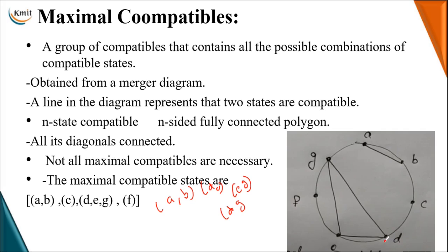Now it forms a triangle shape, which can form three sets of compatibility, and here two sets of compatibility. Hence AB, DEG is one set, and C and F are the other sets, which are not compatible with any other state. So these are the maximal compatible states which you obtain from your merger table.